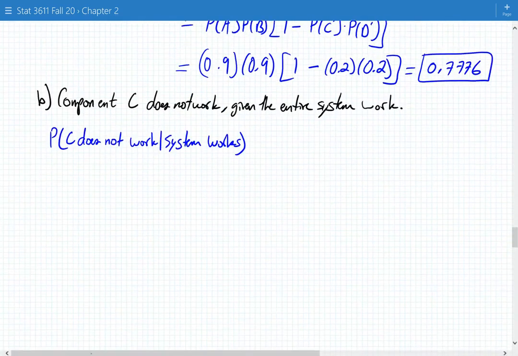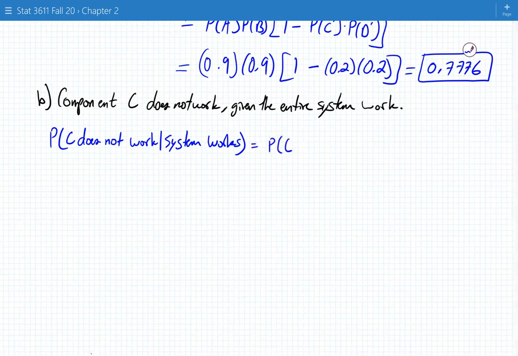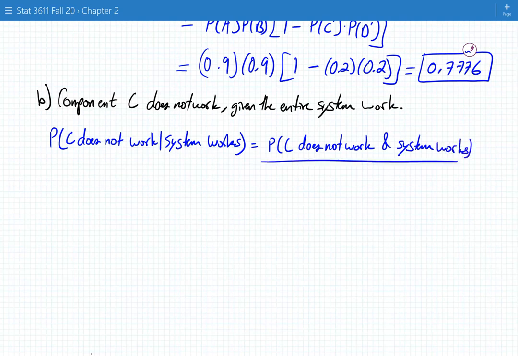How do we find this conditional probability? Well, let's go ahead and look at using the definition here, right? This would be the probability of the intersection. So this is the probability that C does not work and the system works, divided by the probability of the given, which is the probability that the system works.